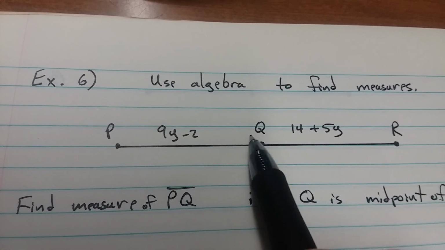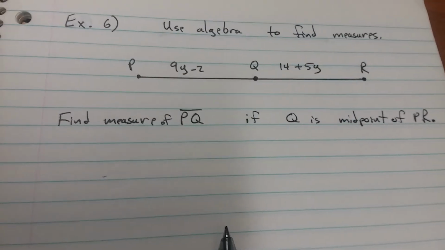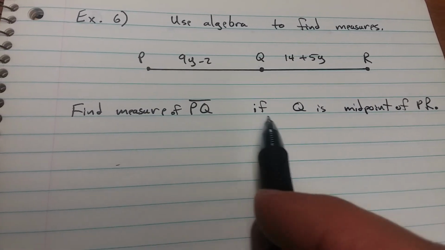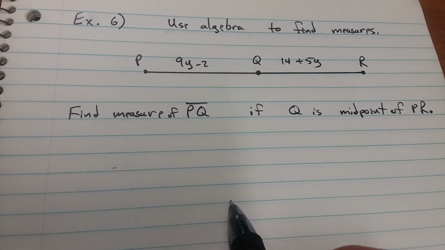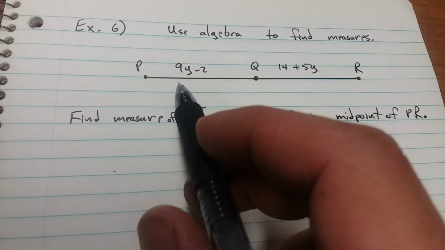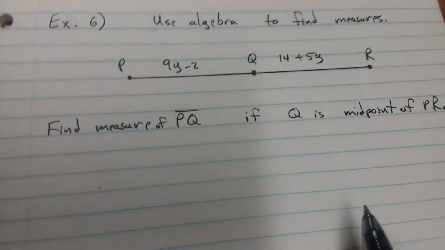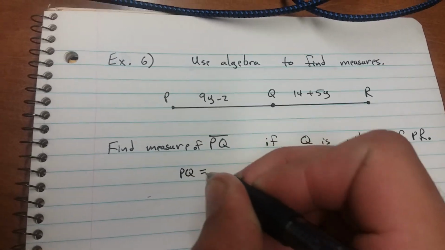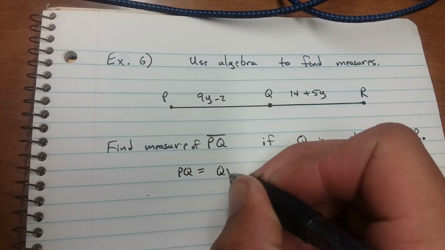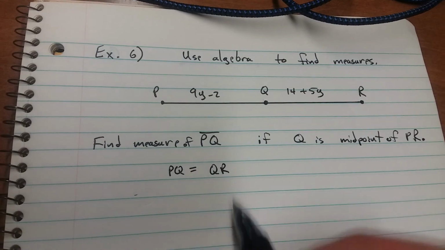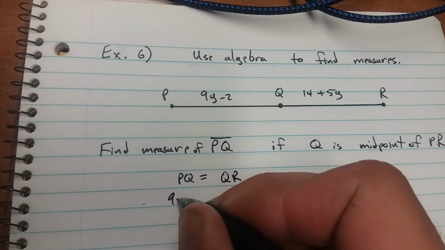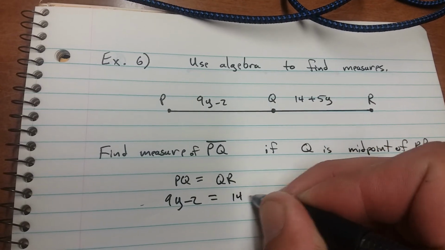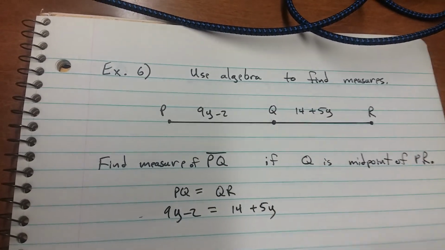PQ and QR are actually going to be the same length because it's given information that Q is the midpoint of PR. So we can write PQ equals QR because Q is the midpoint. PQ equals QR. Well, we can use substitution. 9y minus 2 is going to be equal to 14 plus 5y.